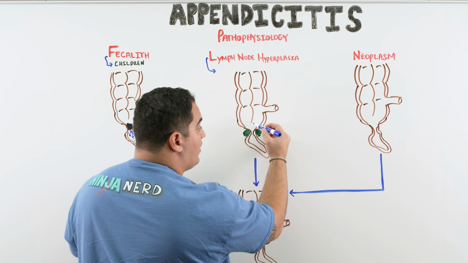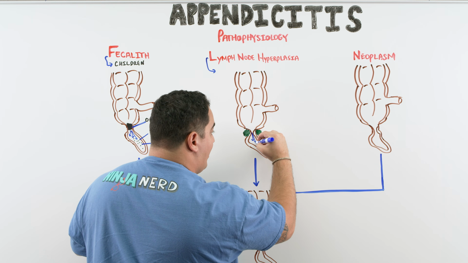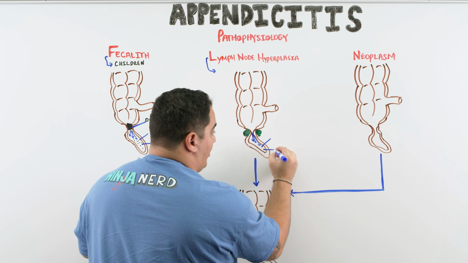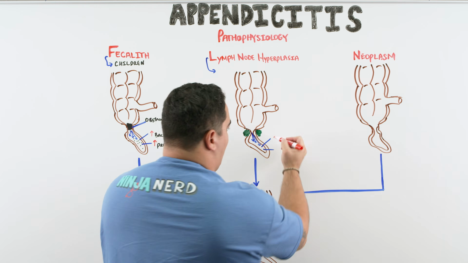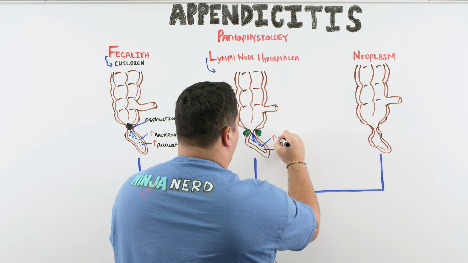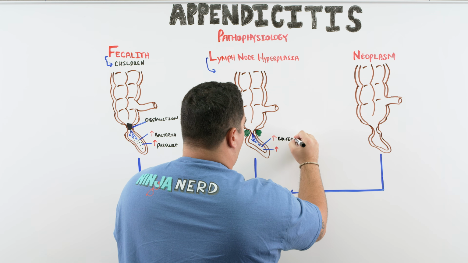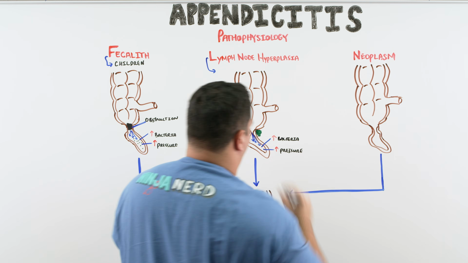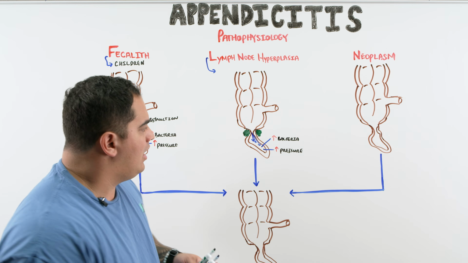It's going to be hard to move contents out. It'll create an increase in back pressure, and then again, bacterial colonization. So you get the same concept. I want this to become ingrained into your brain, that you'll have an increase in bacteria and an increase in the back pressure. And these two combinations will then lend to what we call appendicitis.